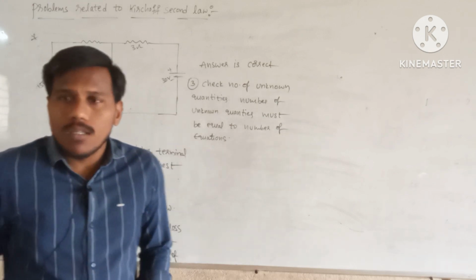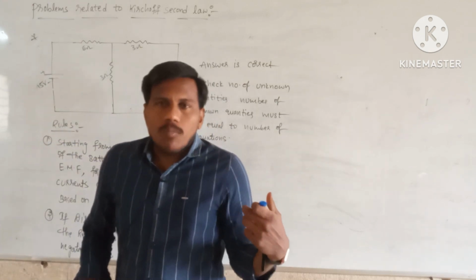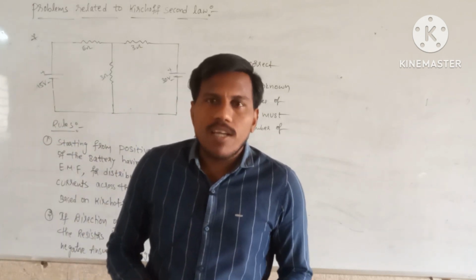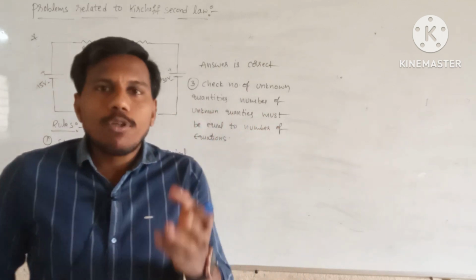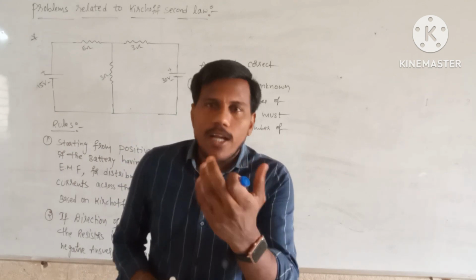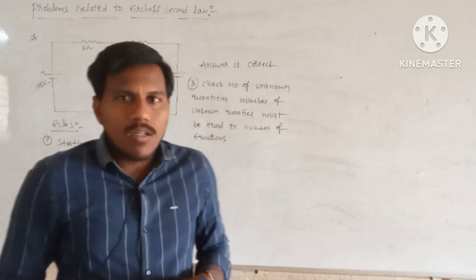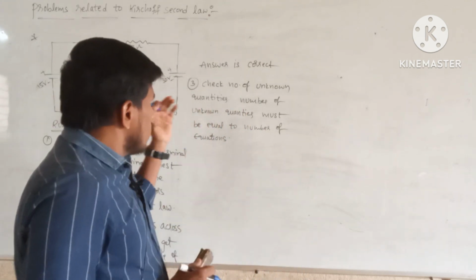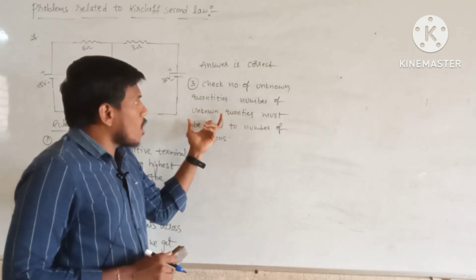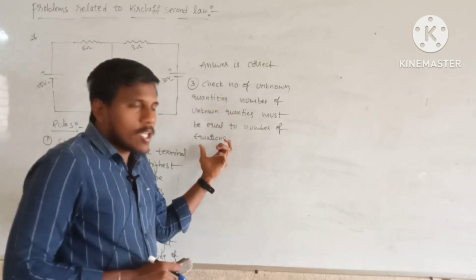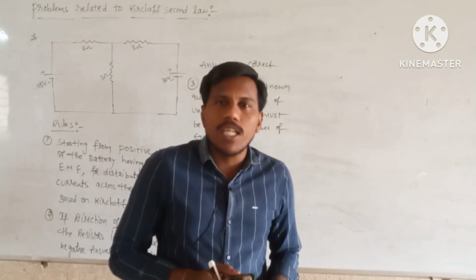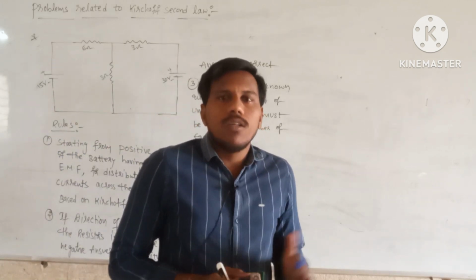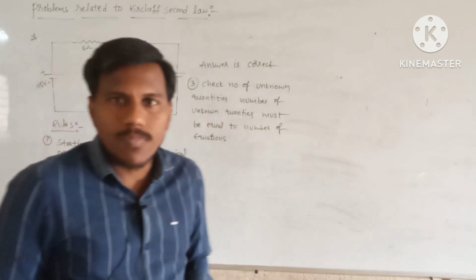For example, in the given problem 3 unknown quantities are there, so definitely we require 3 equations. If 2 unknown quantities are there, we require 2 equations. Okay. Check the number of unknown quantities. The number of unknown quantities must be equal to the number of equations. So these are the rules we have to follow for solving problems related to Kirchhoff's second law.